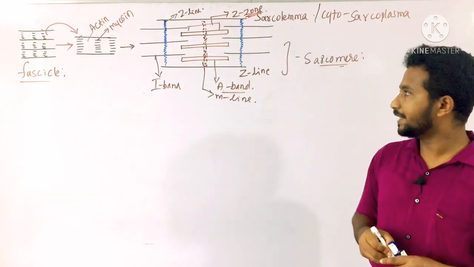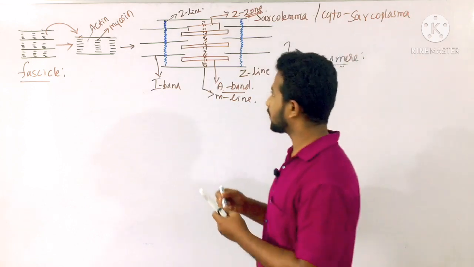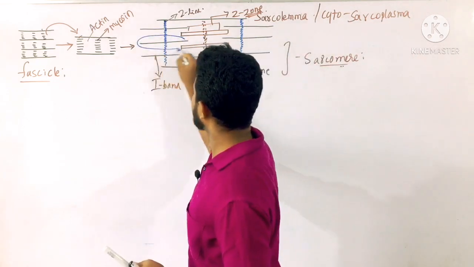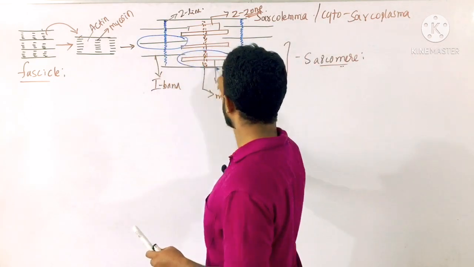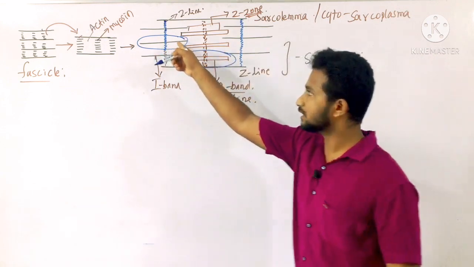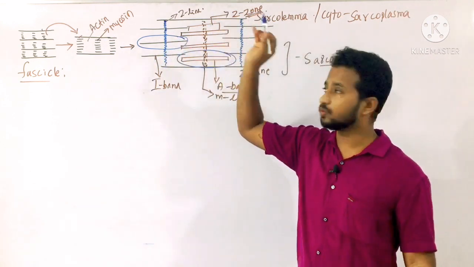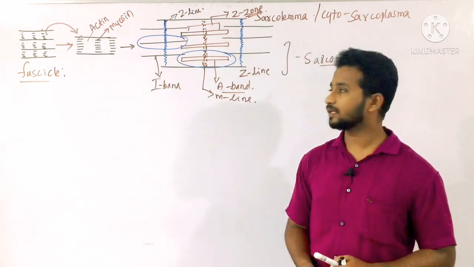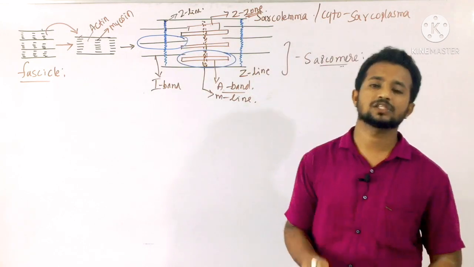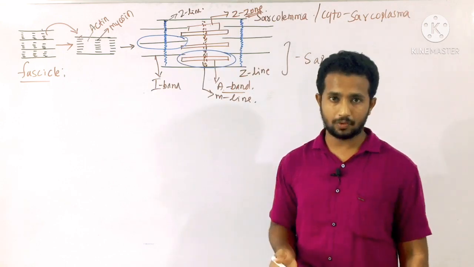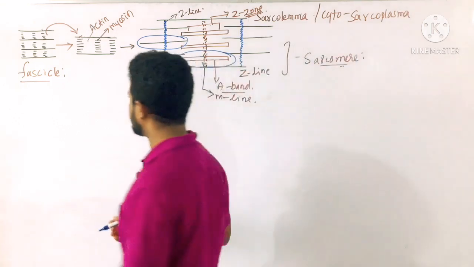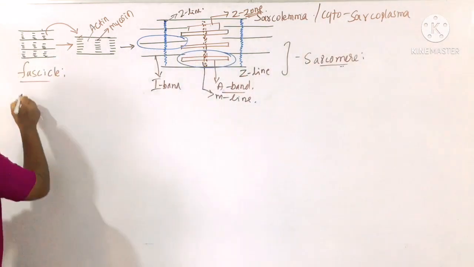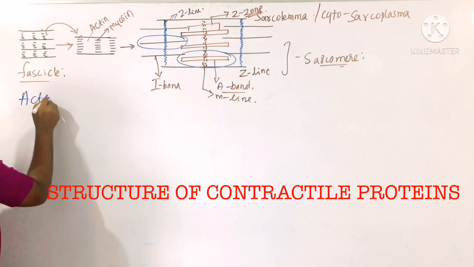In this class, I will take up the very detailed structure of actin and the structure of myosin. These are the thin and thick rod-like structures we are elucidating here, and the heading is called the structure of contractile proteins. How are the contractile proteins structurally different? Let me start with the actin filament.